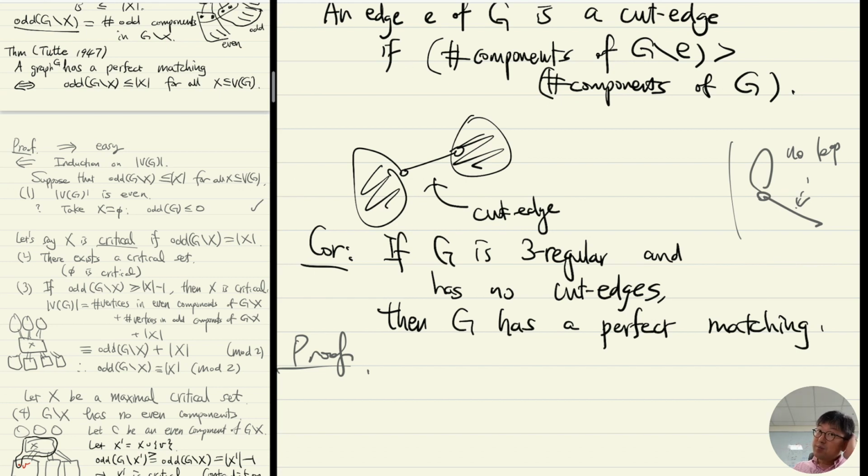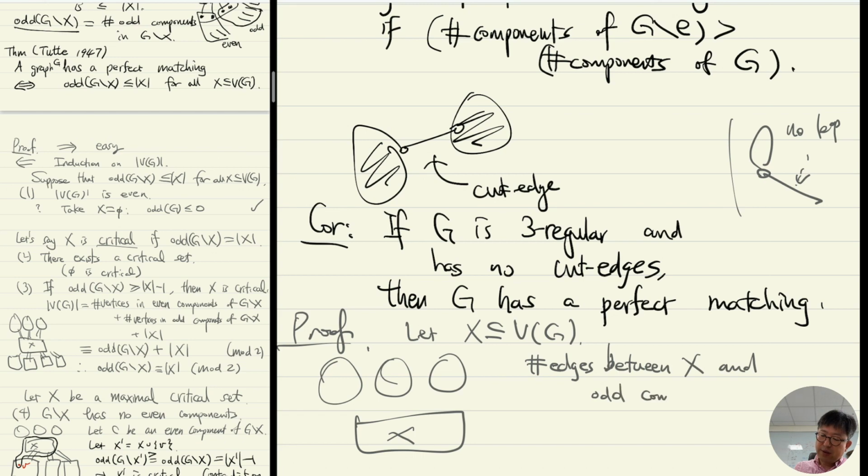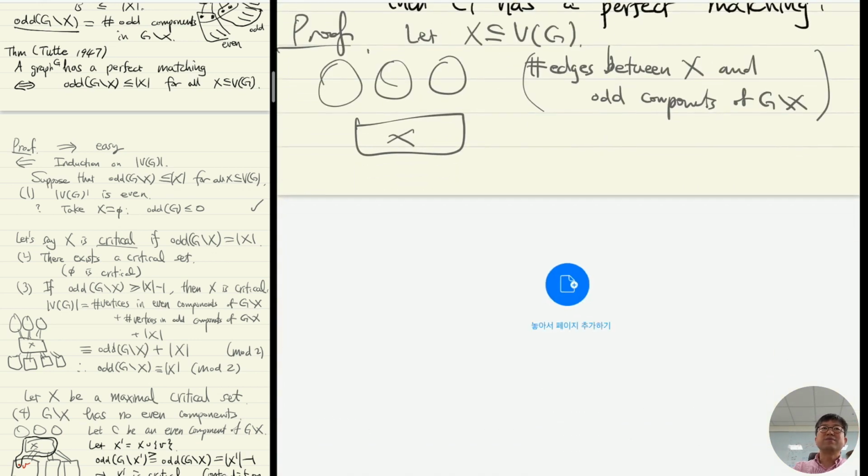So it's enough to count the number of odd components, right? So let X be a subset of vertices. So here's an X, and you have other components. How many edges do we have between X and the other components of G delete X? I'm going to count this quantity in two different ways.